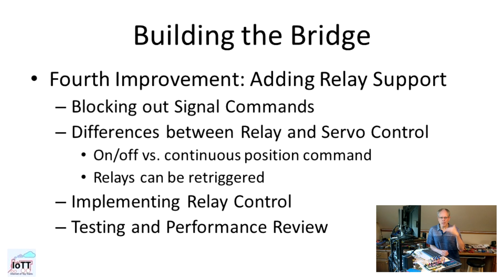So that means we need to block that from the signal commands. Make sure the signal commands only accept commands if it is for a servo, but not for a relay. The second thing is we just use thrown and closed, but nothing in between when it comes to a relay. So on the servo definitions we had those min pos and max pos. We are no longer going to use that. It's just 0 and 1.